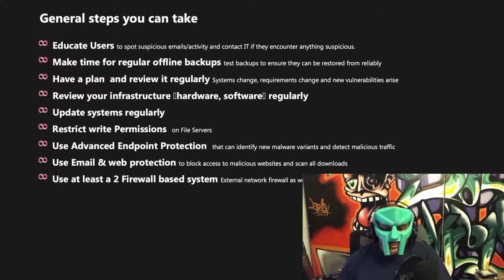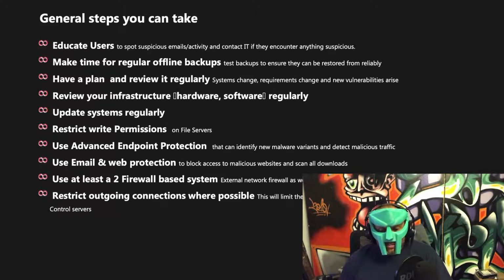Use at least a two-firewall based system. You want to have an external network hardware-based firewall, or a software-based firewall if you're using something like AWS or Azure, as well as a local machine-based firewall. On every system, you can install or set up a firewall. That goes also for Windows 10 or Linux systems. They have firewall software installed on them. You want to make sure that you have at least a two-firewall based system in your infrastructure.